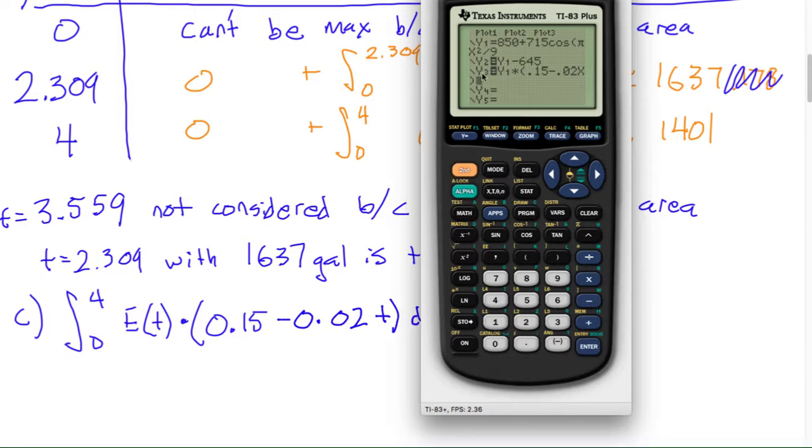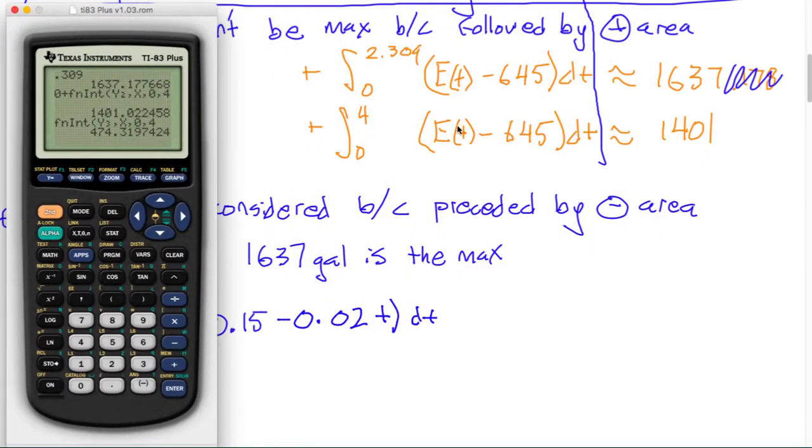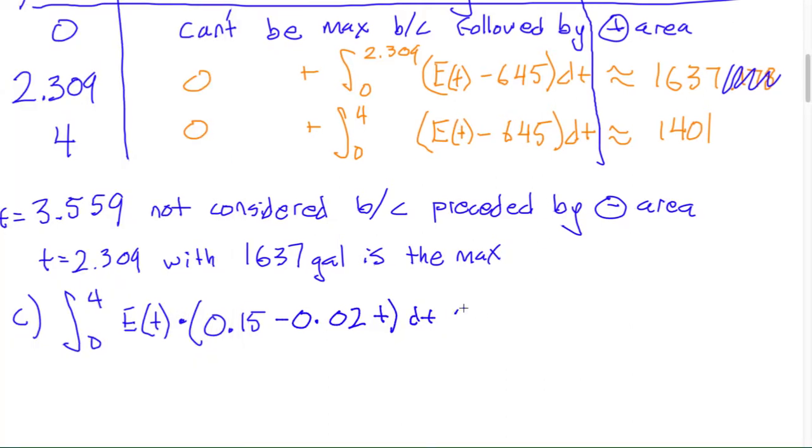This integrand, the inside part of the integral, E of t times 0.15 minus 0.02t is this y3 function. So what I'm going to do is take the integral of this y3 function. So math 9, vars right, enter 3, y3 with respect to x from 0 to 4, and I get the answer. It's thinking. You can see the little scrolly bar. Yeah, 474. So this is approximately equal to, in dollars, 474.